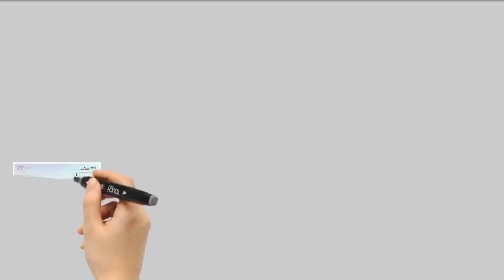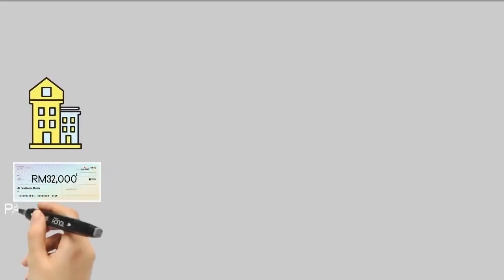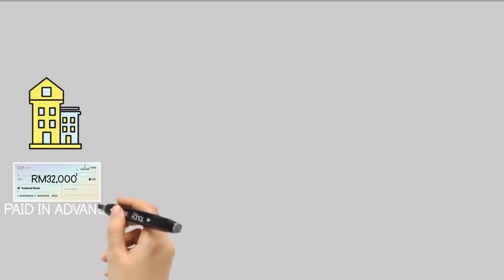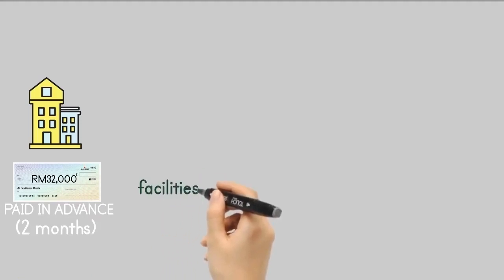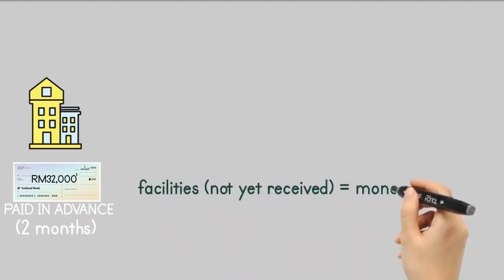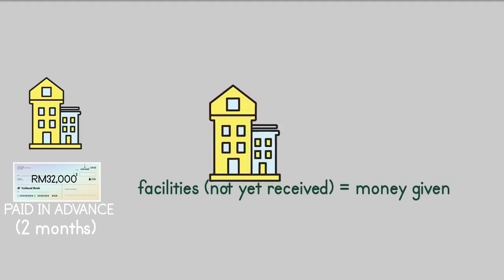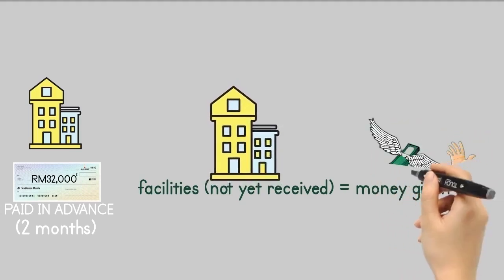Daniel issued a check for $32,000 for the rent, to be paid in advance for the months of December and January. This is a transaction as it involves an exchange for renting facilities. There are two equal actions. Facilities have not yet been received and money is given. Every transaction has an impact on the business's resources.